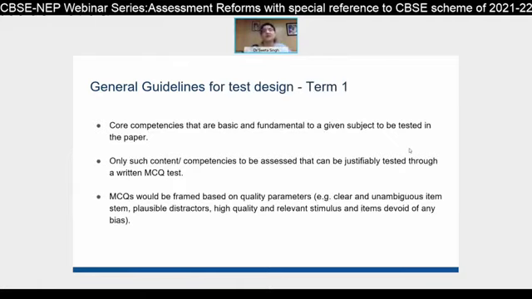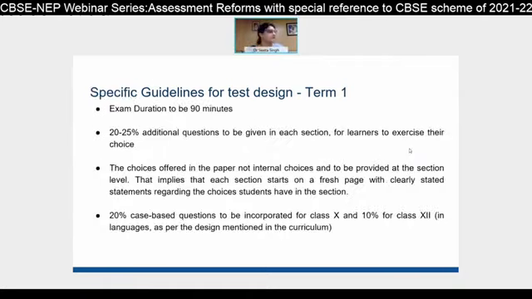So the core competencies which are basic and fundamental to a given subject are to be tested in the MCQ-based assessment. However, we also acknowledged that it is not possible to assess all competencies through a written MCQ-based pen paper test. So therefore, MCQs which would come for term 1 would be framed on lots of quality parameters. For instance, that they should have clear, unambiguous items, good quality distractors, relevant stimulus, and they shouldn't have any biases. Moving ahead to the next slide, please.